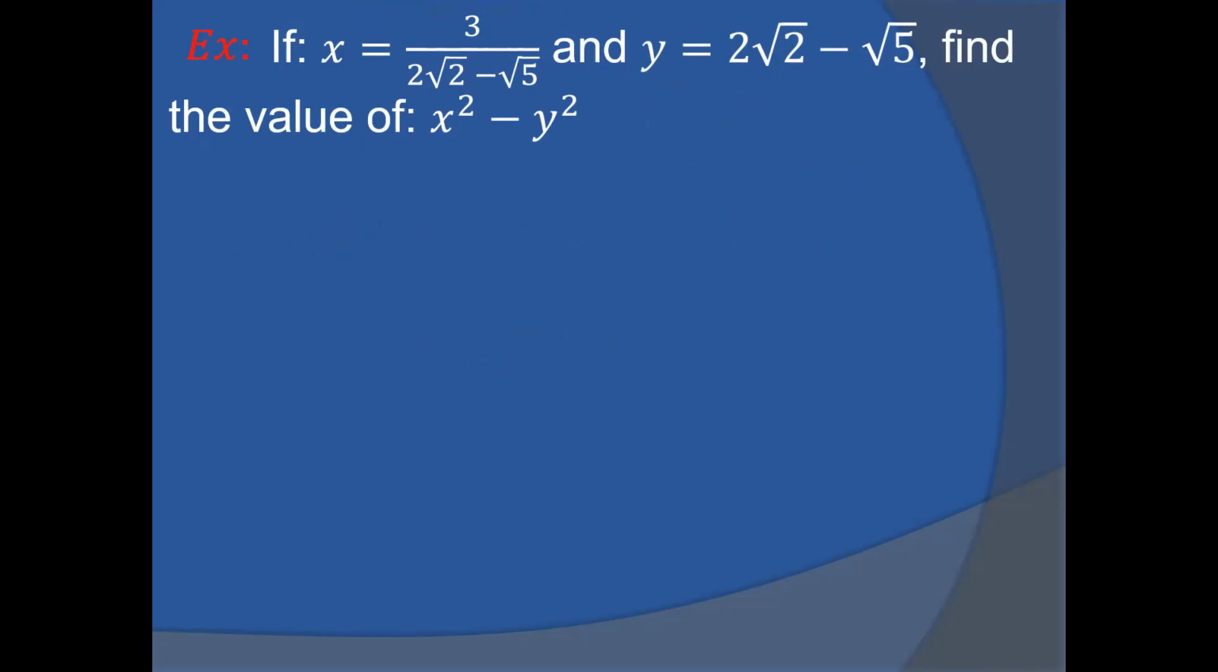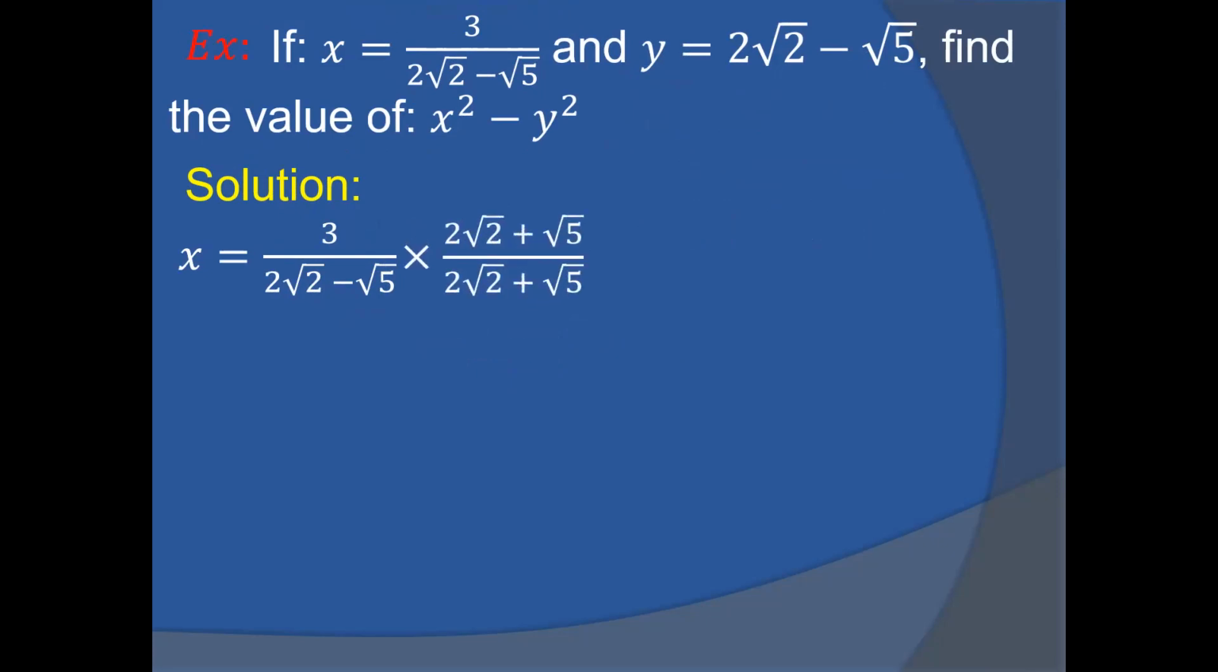Here, x equals 3 over 2 root 2 minus root 5, y equals 2 root 2 minus root 5. Find the value of x power 2 minus y power 2. X equals 3 over 2 root 2 minus root 5 times its conjugate, 2 root 2 plus root 5 over 2 root 2 plus root 5. So the answer will be 3 multiplied by 2 root 2 plus root 5 over 8 minus 5. 8 minus 5 here equals 3, so 3 cancels with 3. So the answer will be 2 root 2 plus root 5.